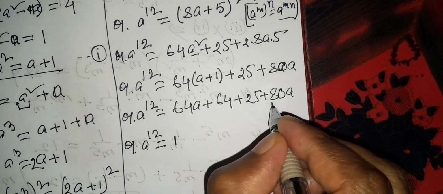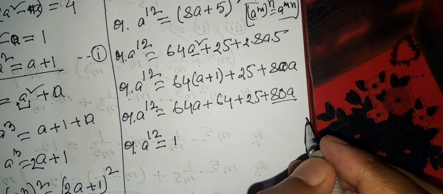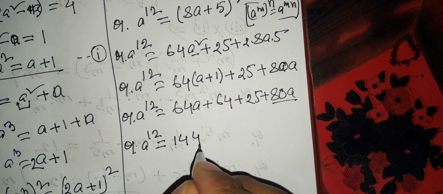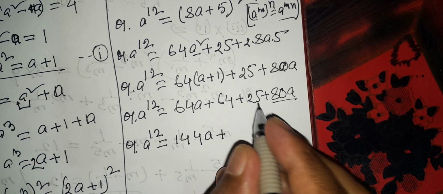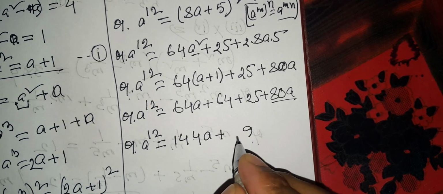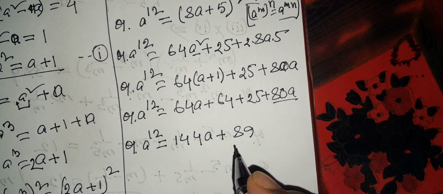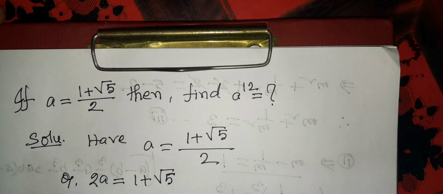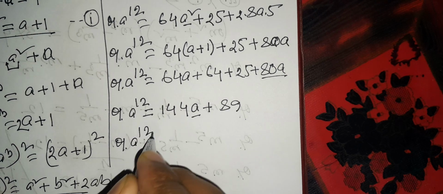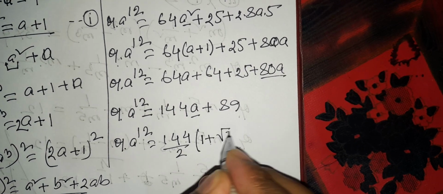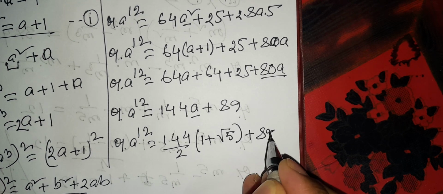Now we can write a to the power 12 is equal to, adding 80a and 64a, 144a plus, adding 64 and 25, we get 89. Now, given that a is equal to (1 plus root 5) by 2, a to the power 12 is equal to 144 by 2 into (1 plus root 5) plus 89.